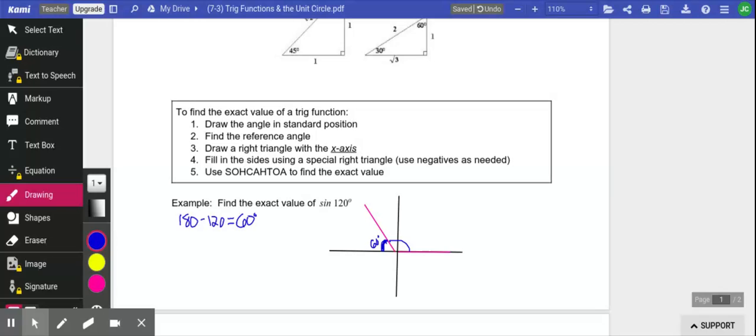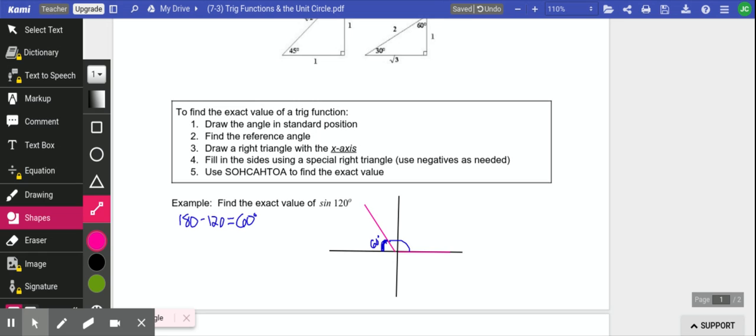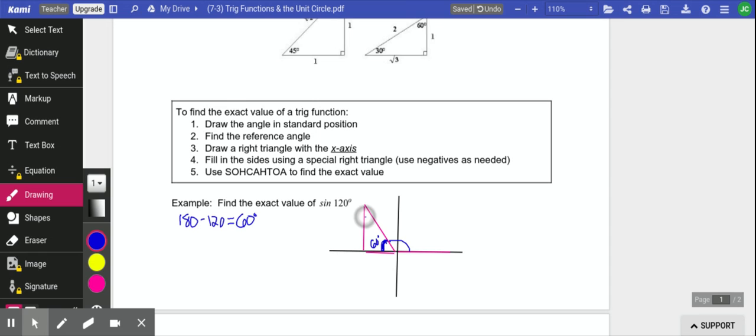All right, so now we are going to actually draw the triangle with that reference angle. So I'm going to draw here and here, and we're going to focus in on that triangle. We're going to fill in the sides because this is now a 30-60-90 triangle. So this is where we need to remember our sides: 1, 2, and root 3. The 1 goes across from the 30-degree angle. The 2 is the hypotenuse. And then this is root 3.